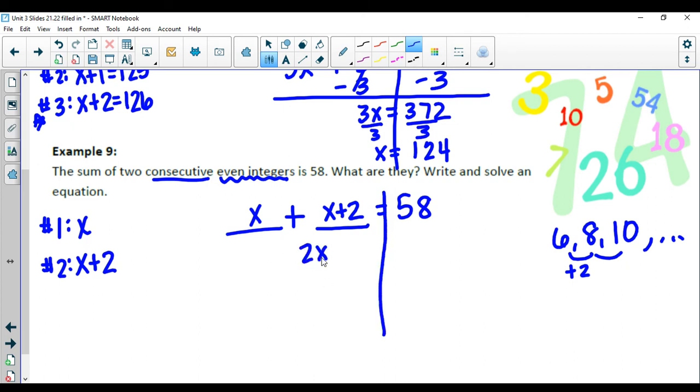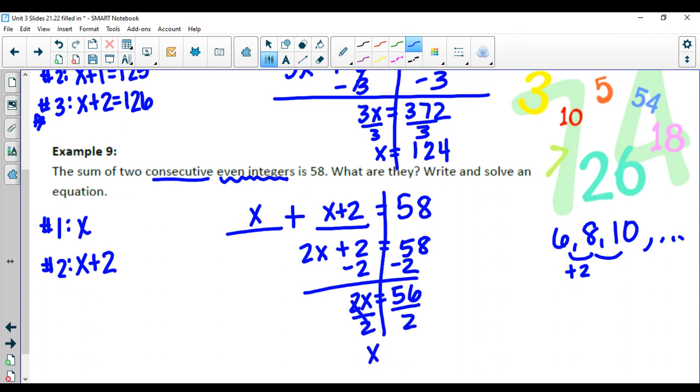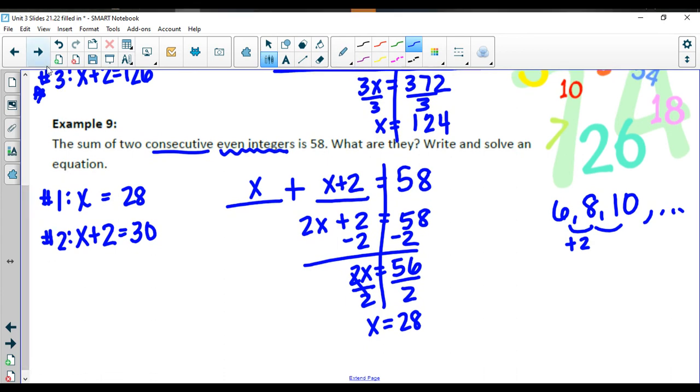Combine my like terms, and I get 2x plus 2 equals 58. Subtract 2, and I'm going to get 2x is equal to 56. Divide through by 2, and I get x is equal to 28. So that's my first number. X is 28, and 28 plus 2 is going to be 30. Double check, are these two consecutive in order even numbers? They are. 28 and then 30 would be my 2 numbers here.